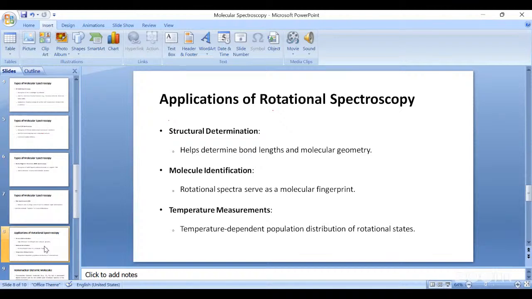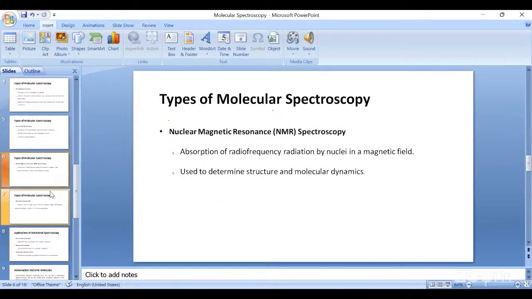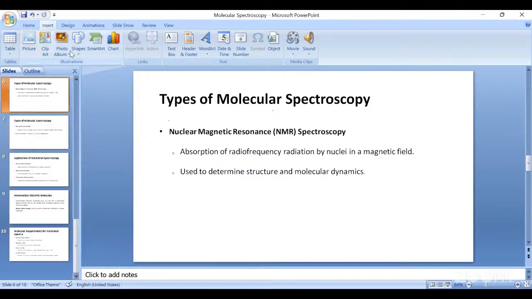So next, we will move to rotational spectroscopy. We will see what rotational spectroscopy is.